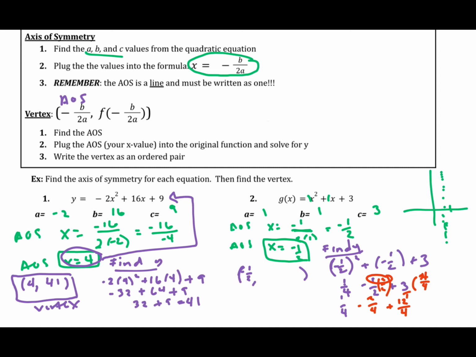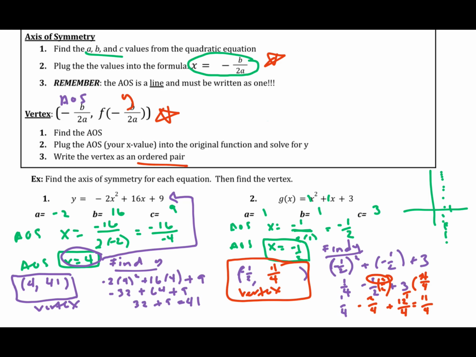And now that all 3 of these fractions have the same denominator of 4, I can keep that denominator and combine my numerators. 1 minus 2 is negative 1 plus 12 is 11. So the y value of my vertex is 11 over 4. And that's really all we're doing. We're calculating that axis of symmetry just as we did here. We're plugging that axis of symmetry in to find the y value of our vertex. And we're writing our final answer as an ordered pair.